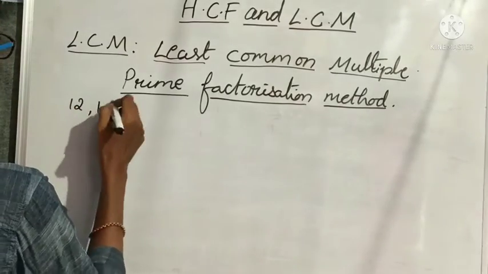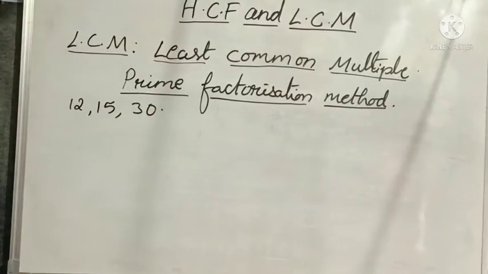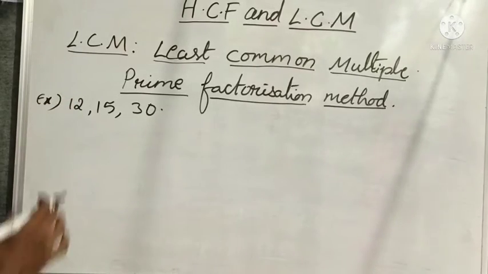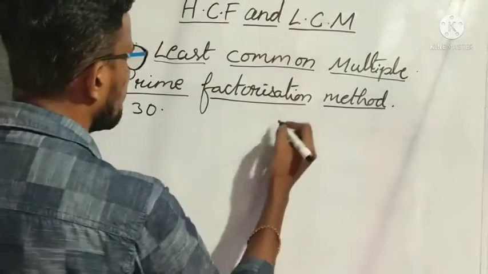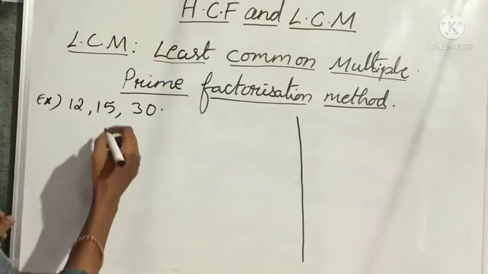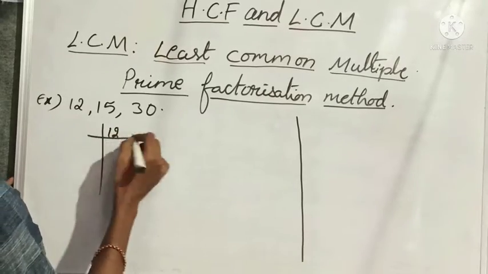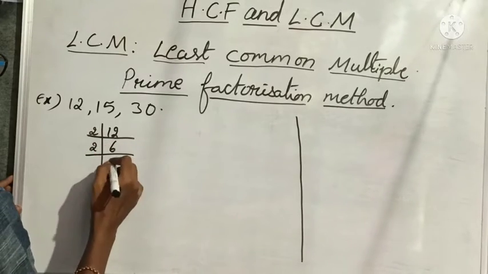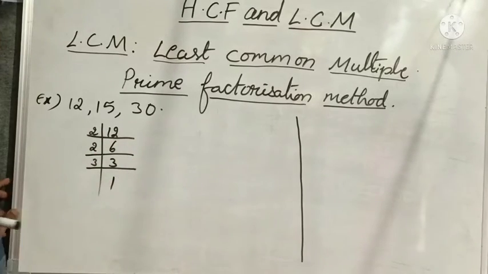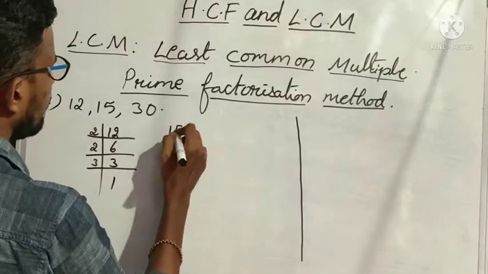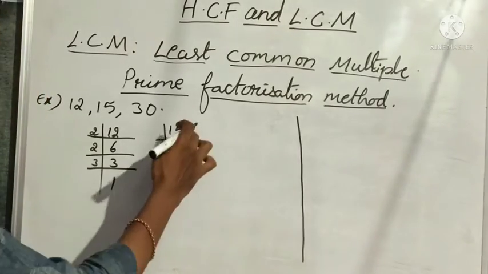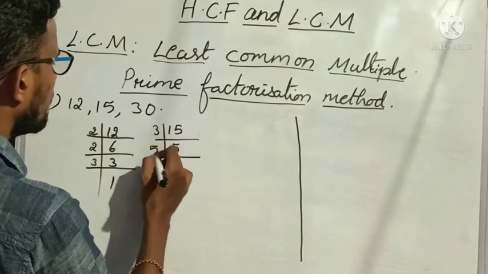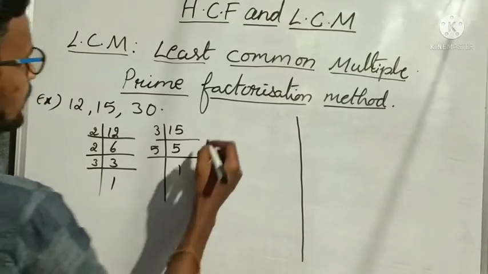Suppose in my first example my numbers are 12, 15 and 30. How do we find the LCM of 12, 15 and 30 by the prime factorization method? I will explain now. First take the number 12. 2 sixes are 12, 2 threes are 6, 3 ones are 3. Next 15. Is 15 possible in the table of 2? No, so we should not take 2. So the table of 3: 3 fives are 15, 5 ones are 5. Next 30.